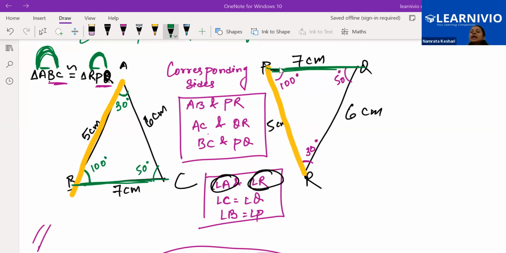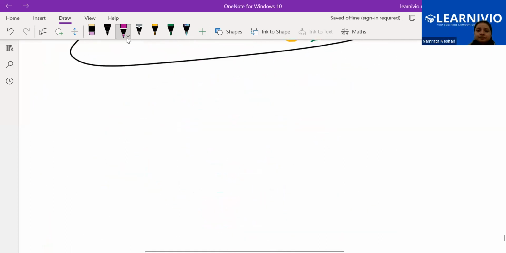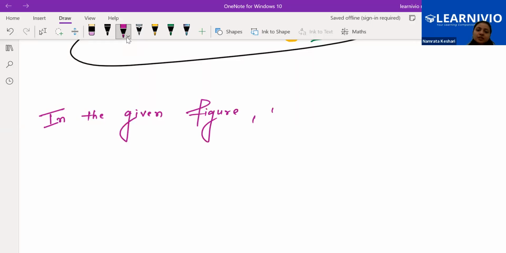So far, anyone having any confusion? No. So from this triangle part, I am keeping the discussion over here. Now let me give you one question. Try solving it. Copy down the question.